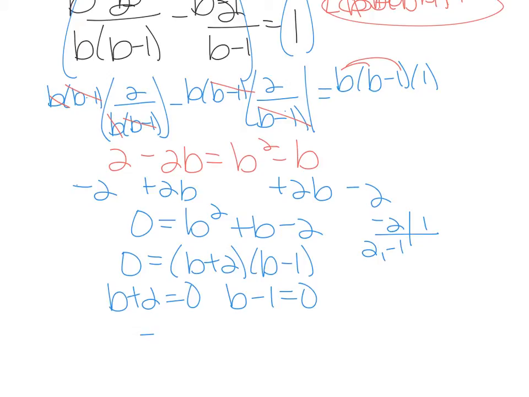So I know that b could be negative 2 or b could be 1. But if you remember at the very, very beginning, we said my restrictions were 0 and 1. I said that b could not be 1, so we're actually going to throw out that 1. My only answer would be -2. Okay.